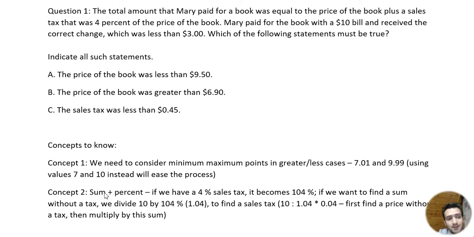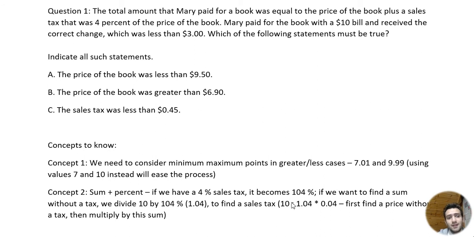The second concept is sum plus percent. We need to know that if we have a 4% sales tax, it will be 104% or 1.04. When we want to find a sum without a tax, we divide the total amount by 104% or by 1.04. It's like this, 10 divided by 1.04 and you get around 9.62, 9.63, something like this. So you get the price of the book and the remaining part is the sales tax.